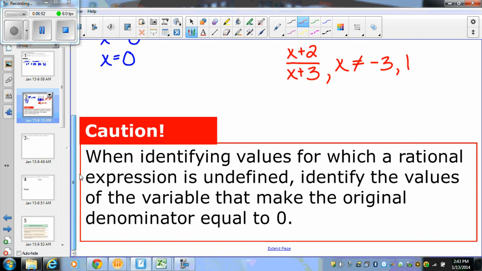Okay, and if you print these notes, then that's awesome because you have this great big huge bold caution reminder that when you're identifying the values for which a rational expression is undefined, you're identifying the values of the variable that make the original denominator equal to 0. It always goes back to the original.